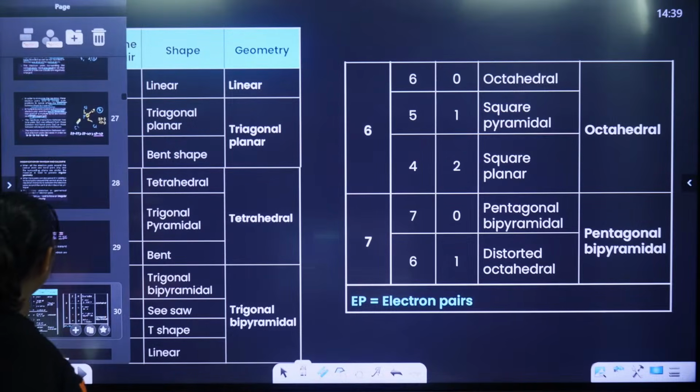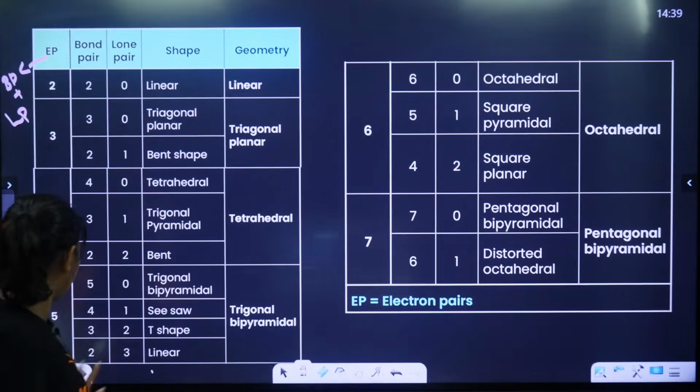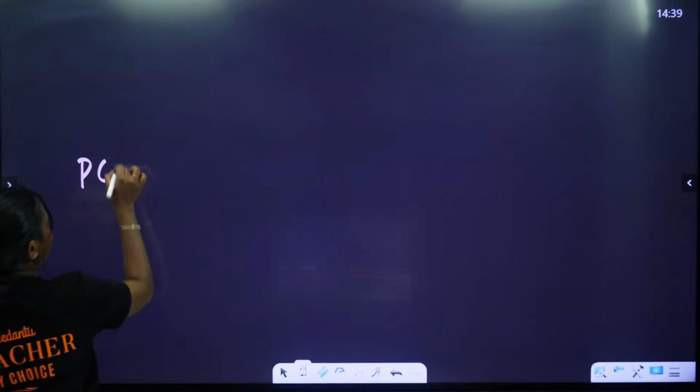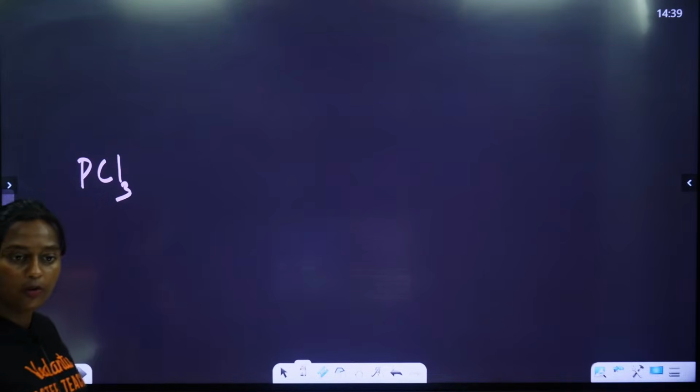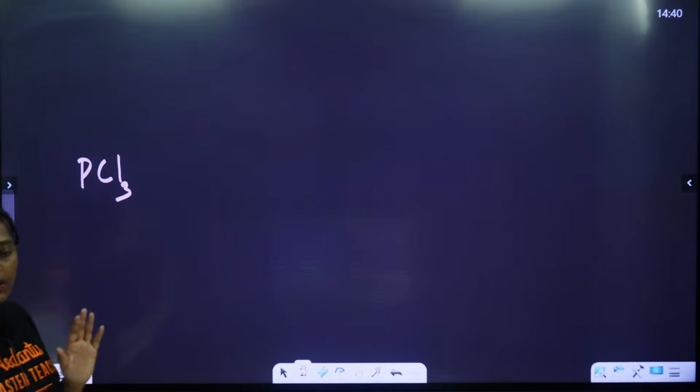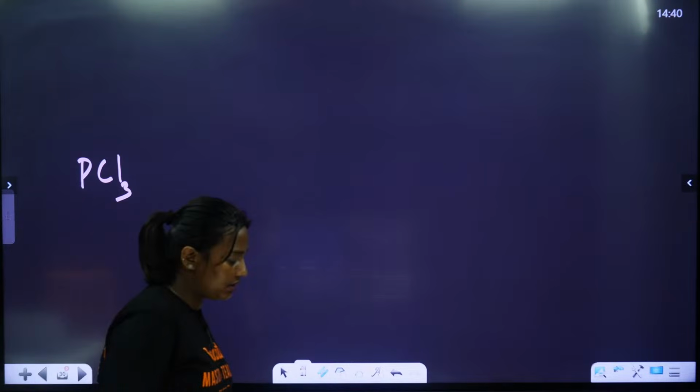Just a second, I will tell you how to calculate bond pair and lone pair. Before that, we can do one example. When you consider PCl3, how do we know that phosphorus is the central atom?